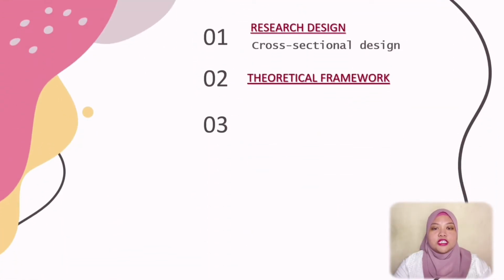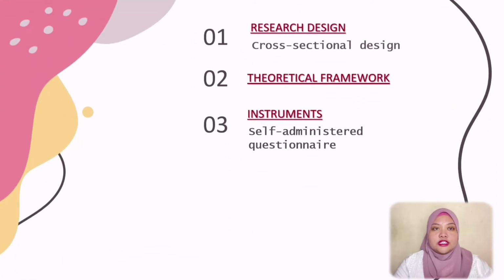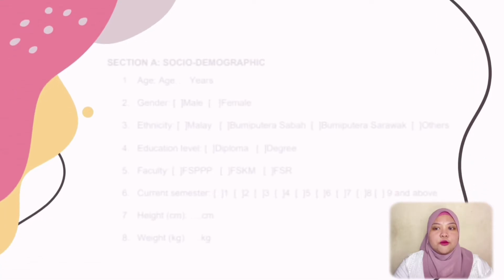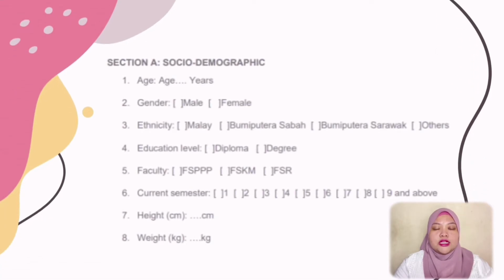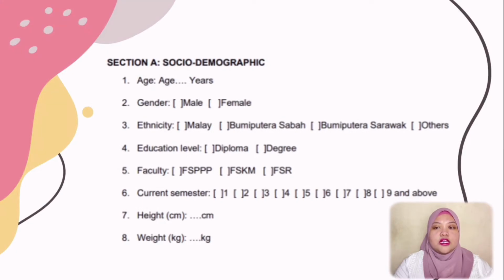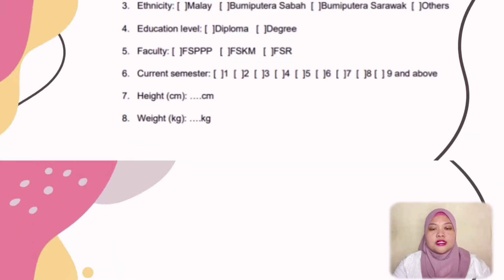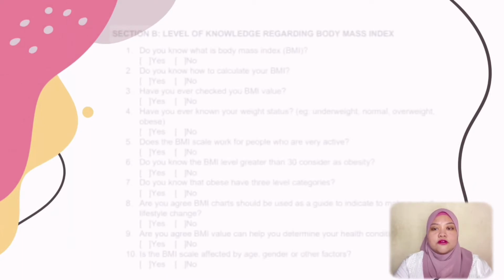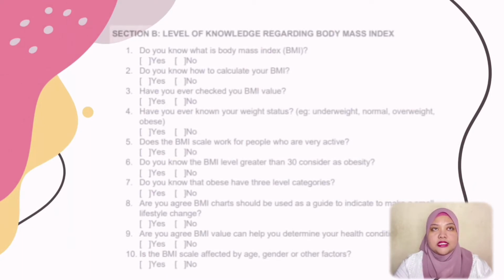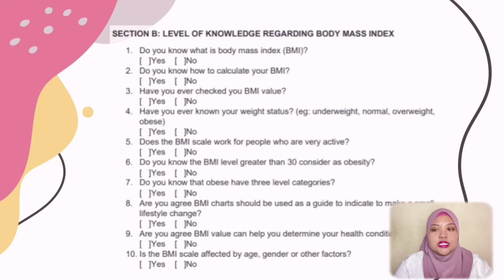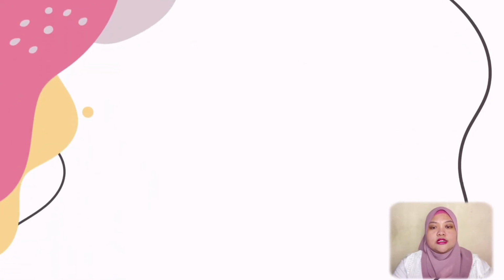The third one is the instrument. It is a self-administered questionnaire with 3 sections. The first section targets demographic data, prepared to get information on age, gender, ethnicity, current semester, faculty, education level, and weight and height of the body. The second section is the level of knowledge regarding BMI among UiTM Seremban students. It is a tick question, yes or no, and all the questions relate to knowledge regarding BMI.